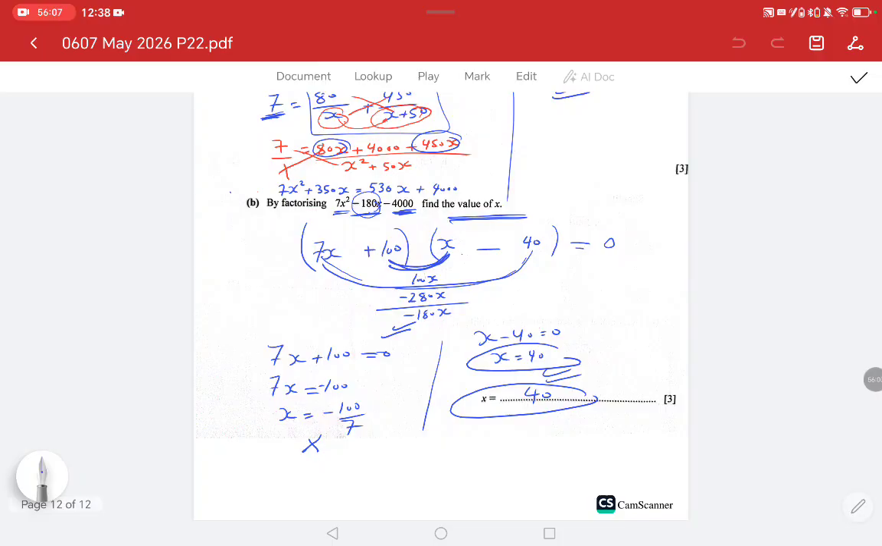What else? Circle theorems. You should know that the angle at the center is twice the angle at the circumference, and when it's isosceles, two sides are the same and two angles are the same. Factorization, of course: you should know how to factorize, especially when the coefficient of x squared is not 1. The total mark of this paper is 75. So hopefully you got a good mark in this exam.